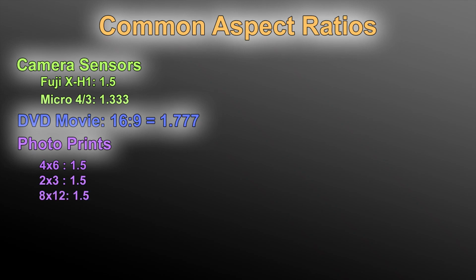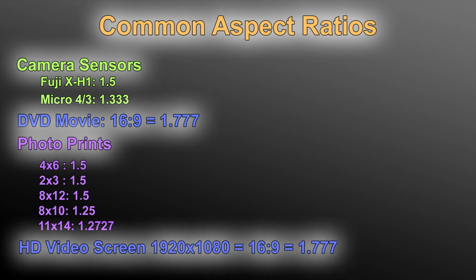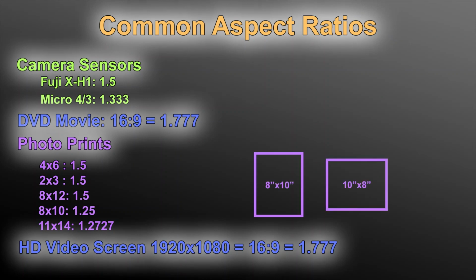Common 8 by 10 aspect ratio is 1.25. 11 by 14 inch aspect ratio 1.2727. An HD video screen, 1920 by 1080, same as a 16 by 9, same as DVDs. What a coincidence. Not. 8 by 10 versus 10 by 8, same as the aspect ratio. People always tend to say 8 by 10, quoting the short side first, whether it's a portrait or a landscape. So that is the answer to what is aspect ratio.